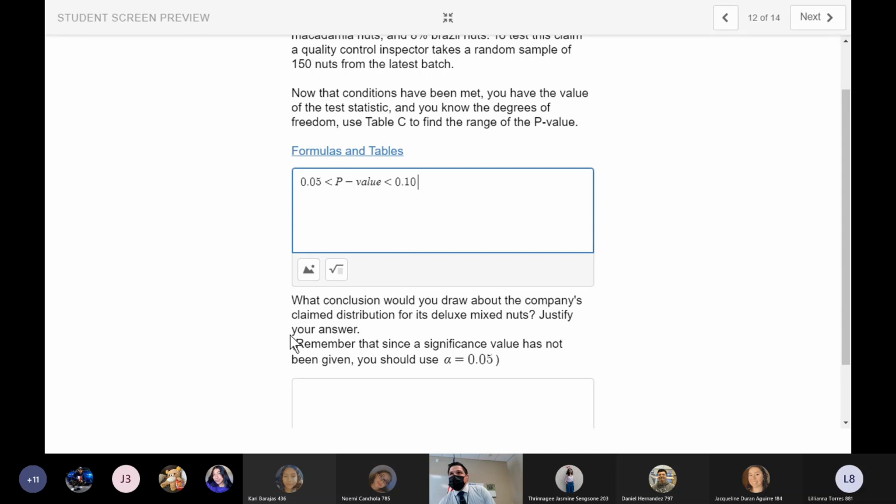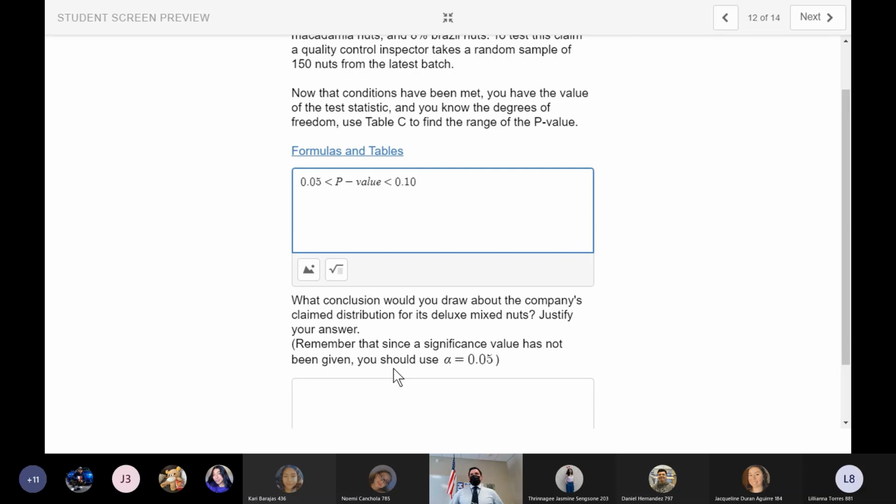Right. So, what conclusion would we draw about the company's claim distribution for its deluxe mixed nuts? Well, using the alpha of 0.05, we know that our p-value is greater than that. When the p-value is greater than alpha, we fail to reject the null hypothesis. That means we do not have convincing evidence that the true distribution or the true proportion of each type of nut is different than what the company claims.